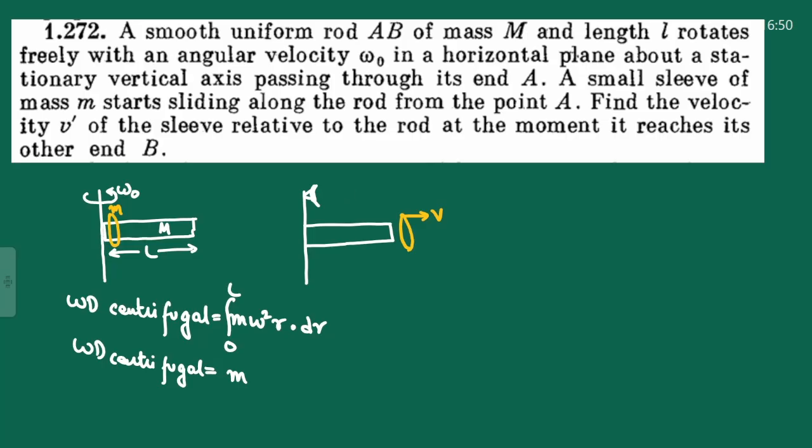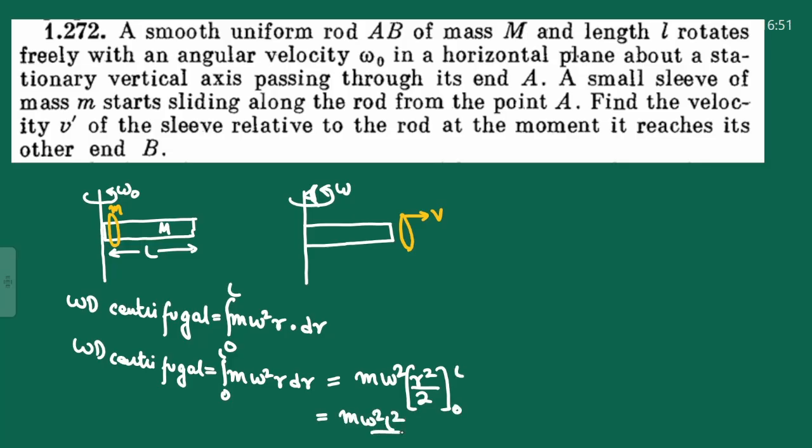So the angular velocity out here: as the rod moves towards the right, the angular velocity of the system would decrease. At a certain instant when the angular velocity is omega, the work done by the centrifugal force is the integral of m omega square r dr from 0 to L. So we get m omega square r square by 2, evaluated from 0 to L, or the work done by the centrifugal force is nothing but m omega square L square by 2.